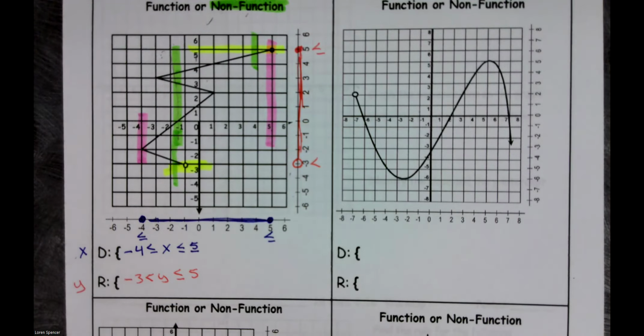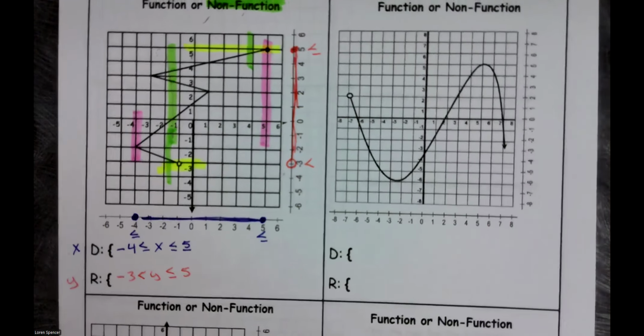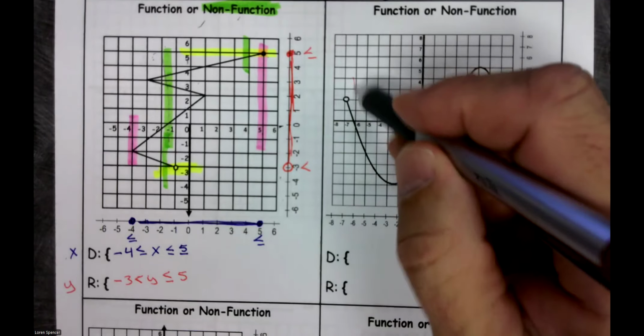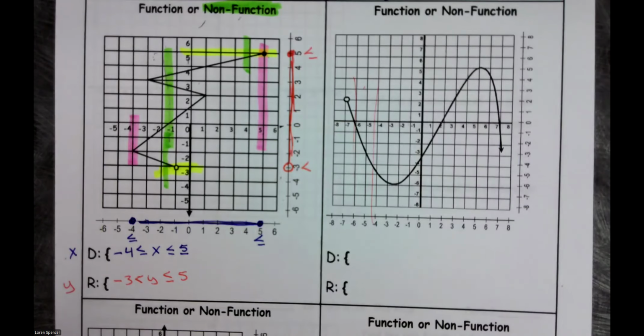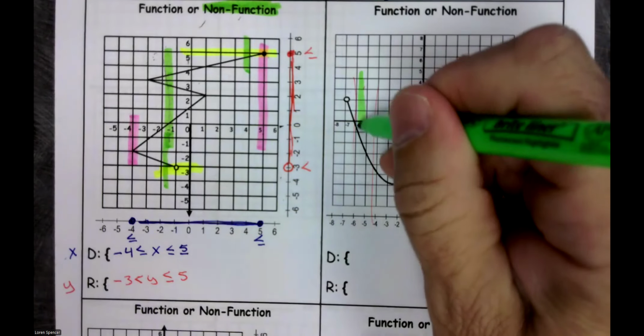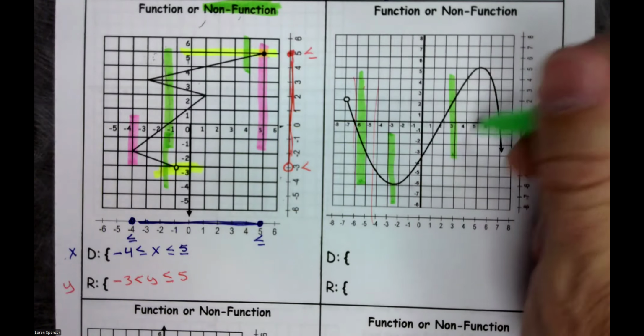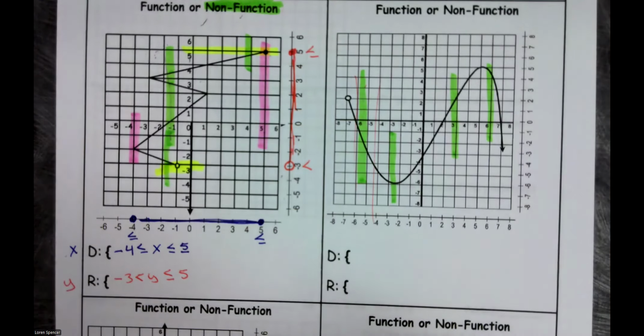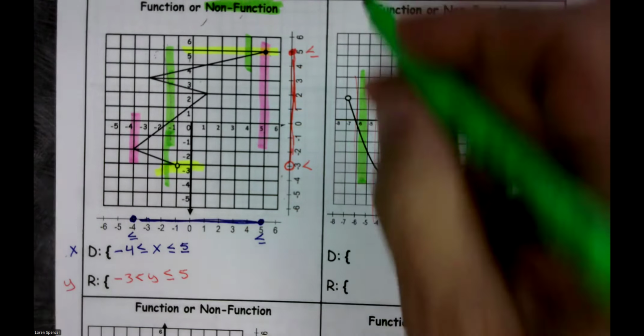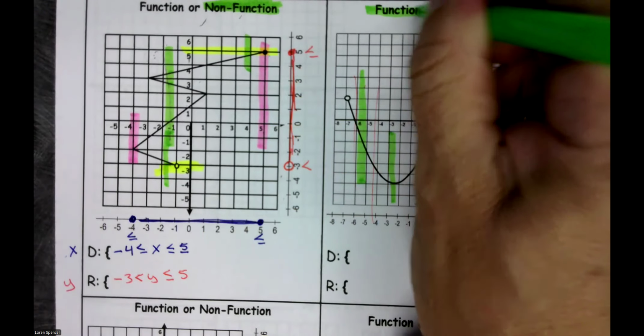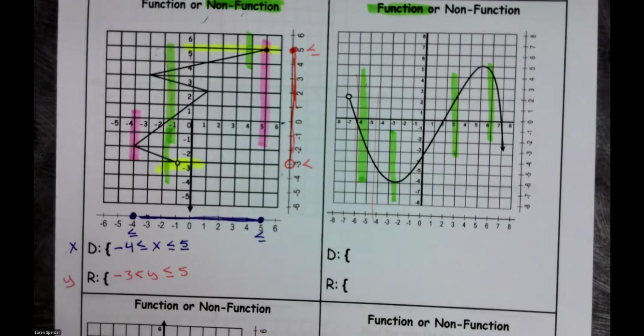Okay. All right, this next one, is it a function or non-function? Well, when I draw vertical lines, it doesn't matter where I draw a vertical line. If I draw a vertical line here, I hit it one spot. Here, one spot. Anytime I draw it, I'm only hitting it one time. Because I'm only hitting it one time, it is a function. So this one, although it's a little bit weird looking, it's a function.